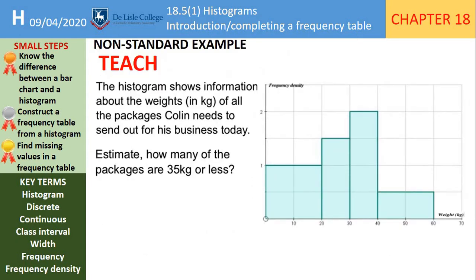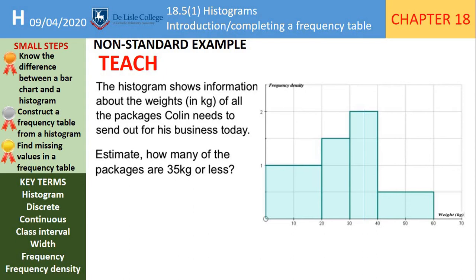Now I've put this next question as a non-standard example. Let's have a read through it. So the histogram shows information about the weights in kilograms of all the packages Colin needs to send out for his business today. Estimate how many of the packages are 35 kilograms or less. Now notice then 35 kilograms is actually not at the edge of one of the bars, it's in the middle of this bar. So to work out this question, I would need to split this bar so it's got 35, so it'll be halfway. So this is why I've labelled it as a non-standard question.